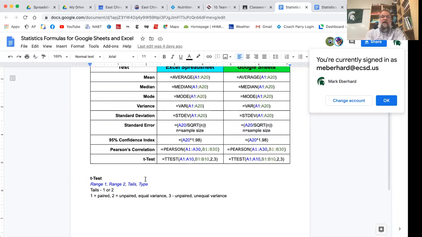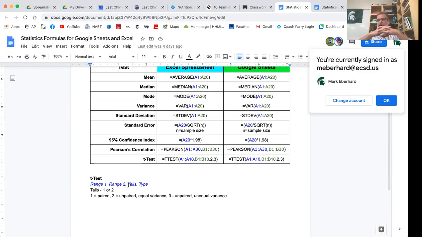And then you have to tell it the tails and the type. The tails are the two ends of the normal distribution curve. Remember, you had the normal distribution curve and the mean was right in the middle. Then you had 1 standard deviation, 2 standard deviation. The far ends, those 2.5% areas, those are the tails. Almost all the time, we're going to be using 2 tails because we're interested in both the high end and the low end. Sometimes you might only want 1 tail.